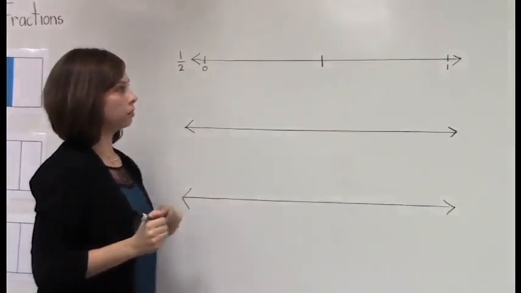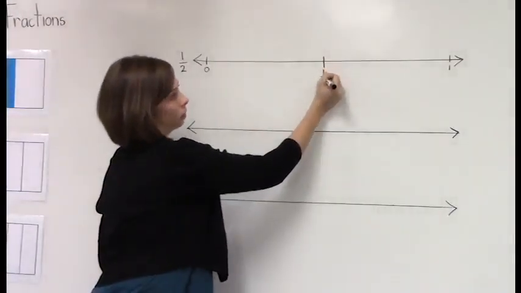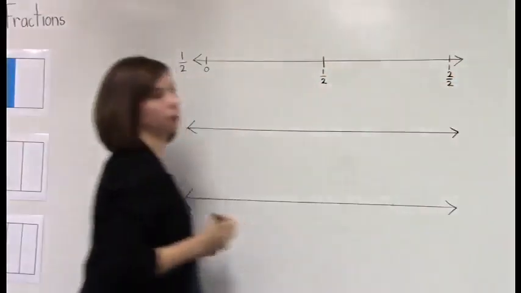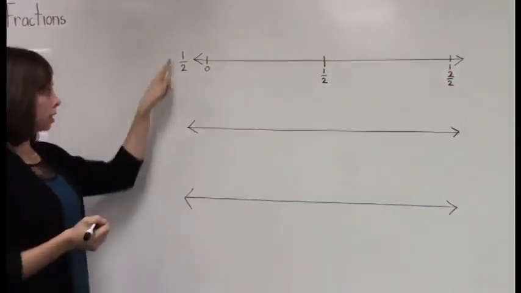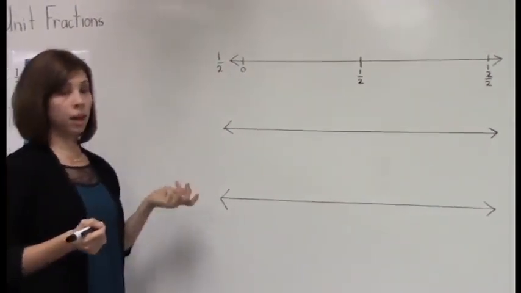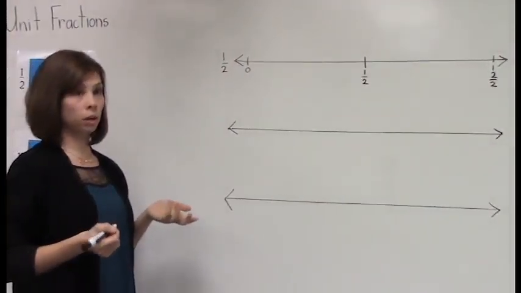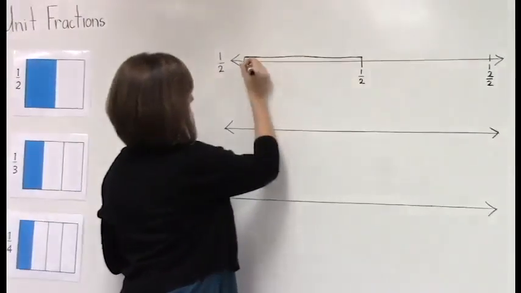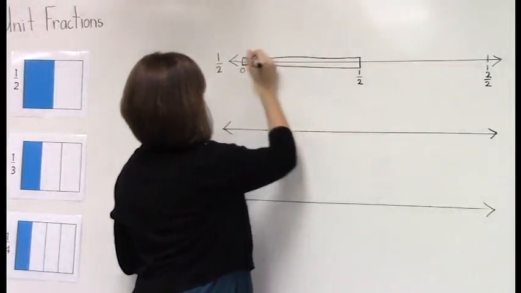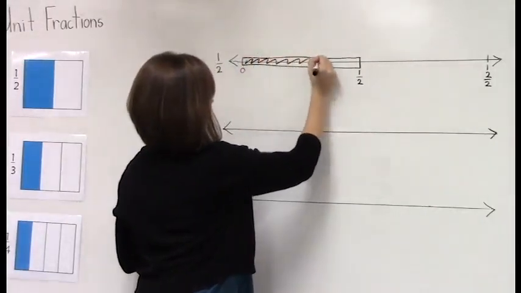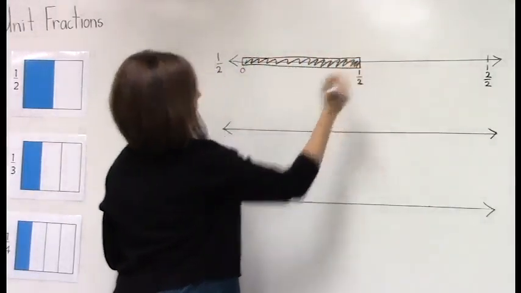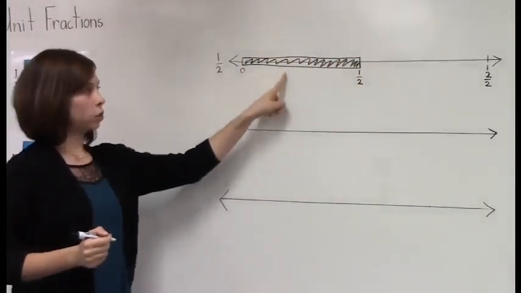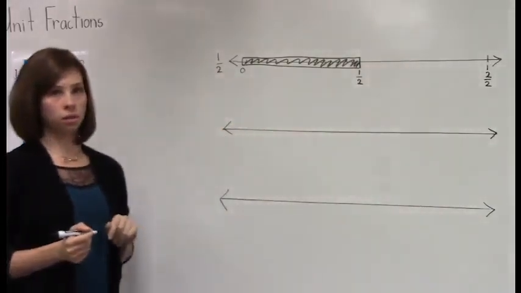I'll label this first point 1/2, and 2/2 will represent my whole. I'm only considering one of these equal parts because, again, I'm working with unit fractions, so my numerator is 1. So I will shade in the distance between 0 and 1/2. I can see that I'm considering 1 equal part out of 2 total equal parts.